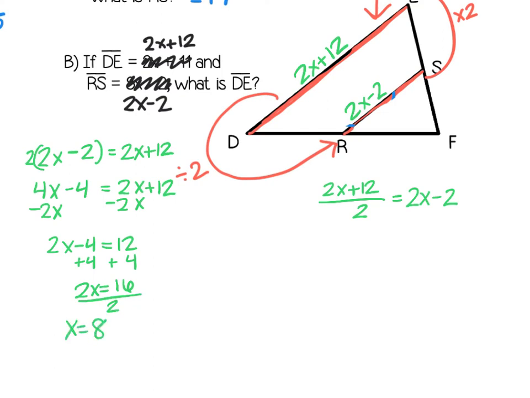So here I get x equals 8. That's not what they asked me for, though. They asked me for DE. So 2 times 8 plus 12. Well, that's 16 plus 12, which is 28.